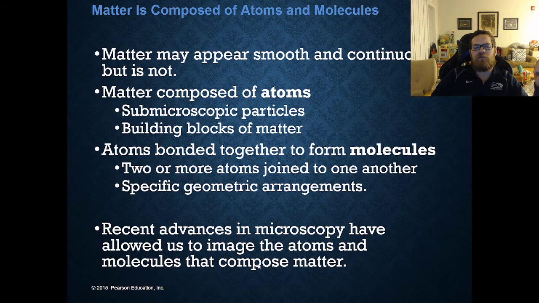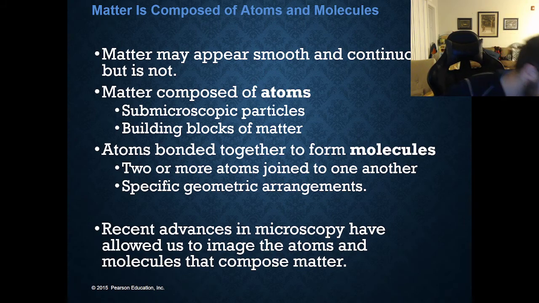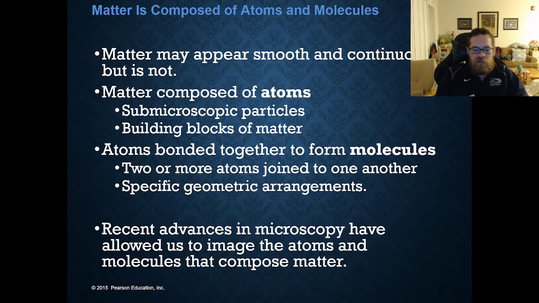We have a couple different forms of matter. If you have two or more atoms bonded together, you get a molecule. These can be the same atom. You can have oxygen and oxygen bonded together to make an oxygen molecule. These have specific geometric arrangements. All molecules of a certain type are the same. So all water molecules have the same shape and the same properties, and they are the same size.